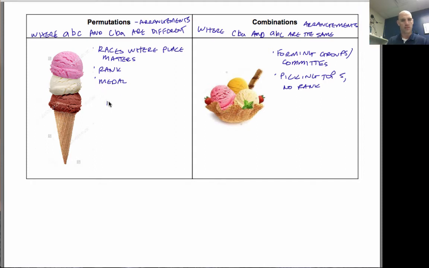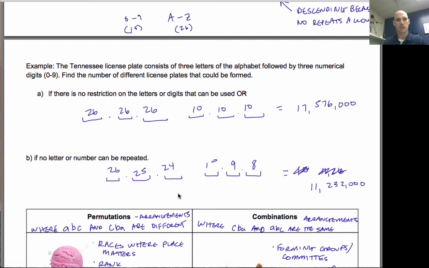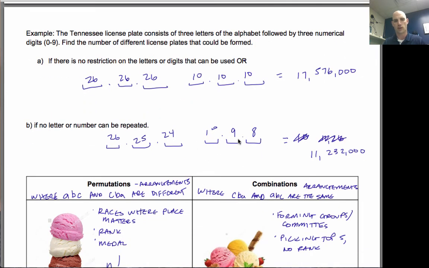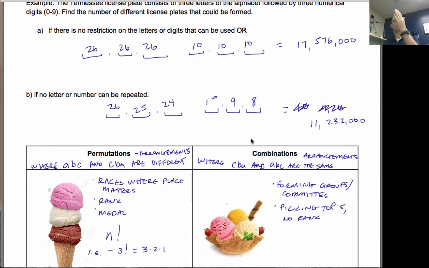For example, it would be n factorial. And if you don't remember what factorials are, 3 factorial is equal to 3 times 2 times 1. So whatever n is, you start with n, and in descending order, you multiply every single number after it. Okay? So when we were doing our license plate problem, this was a form of a factorial, right? So 10 times 9 times 8. So 10 factorial will be 10 times 9 times 8 times 7 times 6 times 5 times 4.